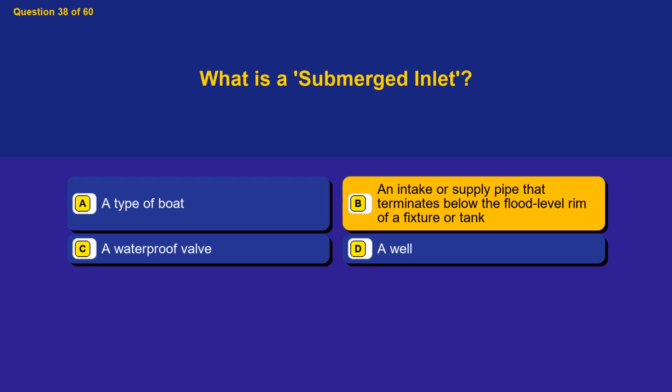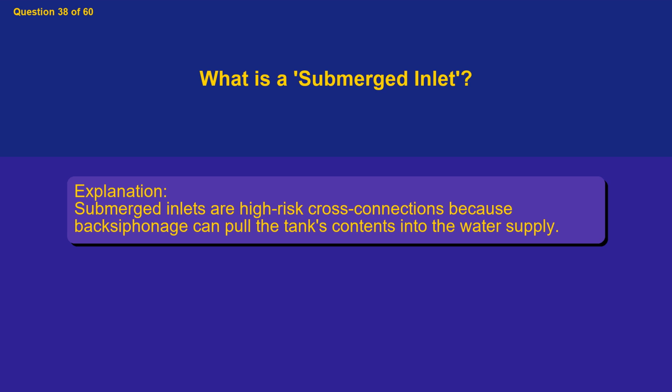The correct answer is option B, an intake or supply pipe that terminates below the flood level rim of a fixture or tank. Submerged inlets are high-risk cross-connections because back-siphonage can pull the tank's contents into the water supply.